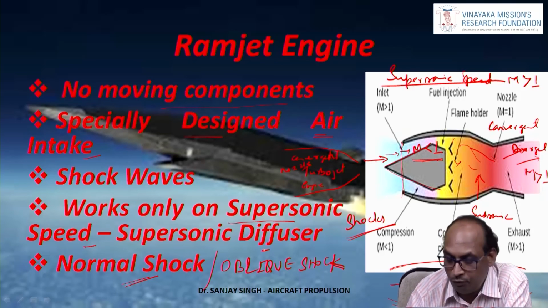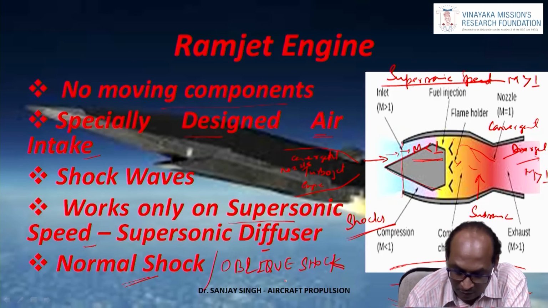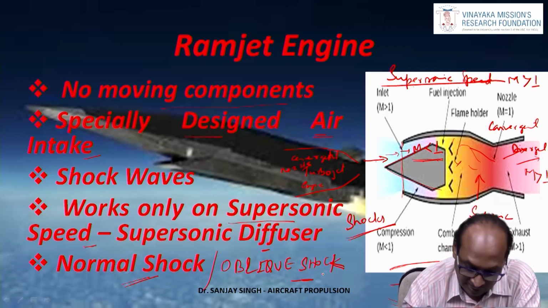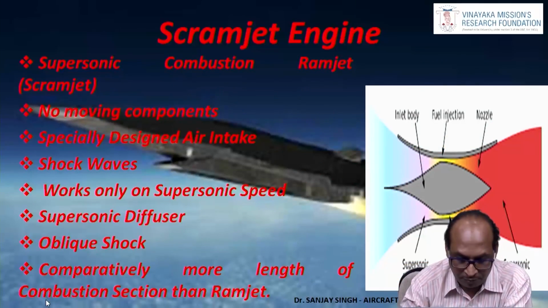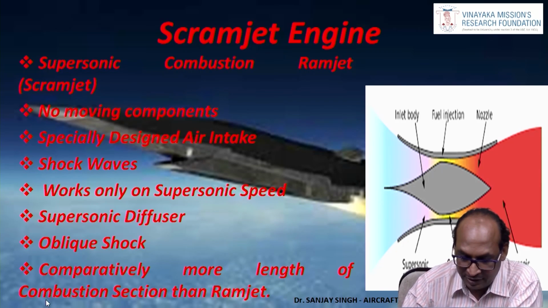Supersonic diffuser. What is a diffuser? Air intake. Air intake is also called a diffuser. Fine. Normal shock and oblique shock. In oblique shock, I will tell in the next slide, that is about scramjet engine. Fine. So I am going to have a discussion on scramjet engine now.